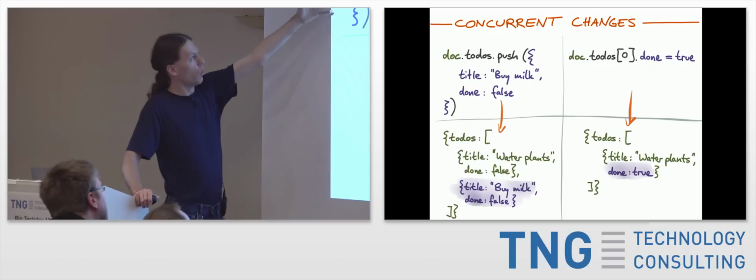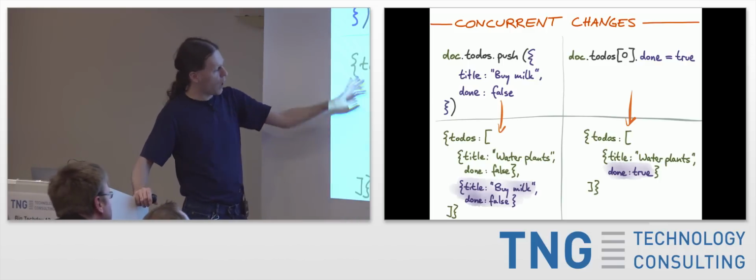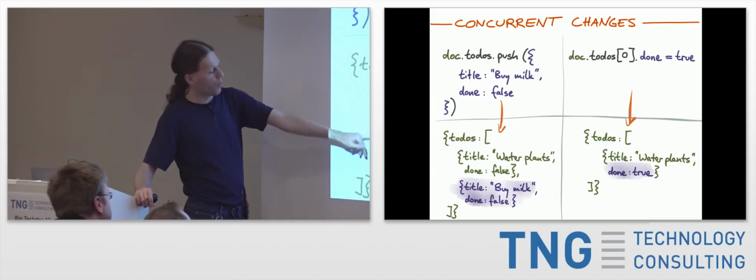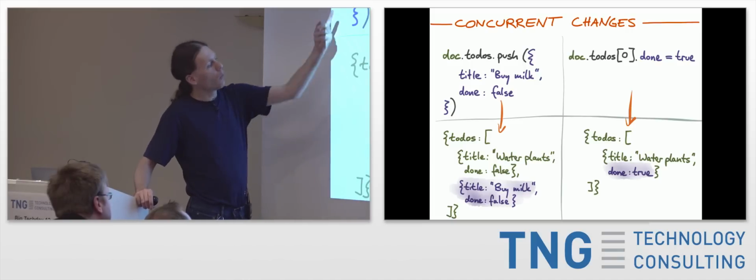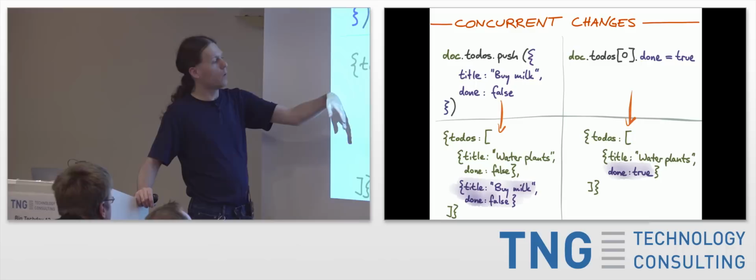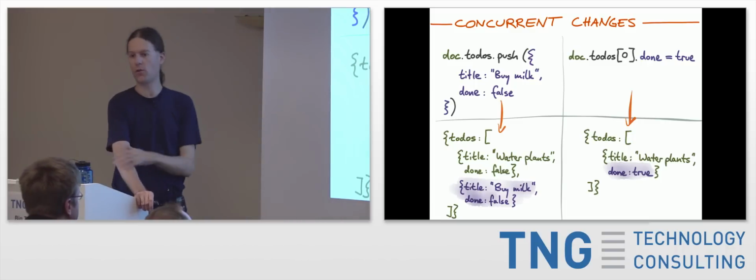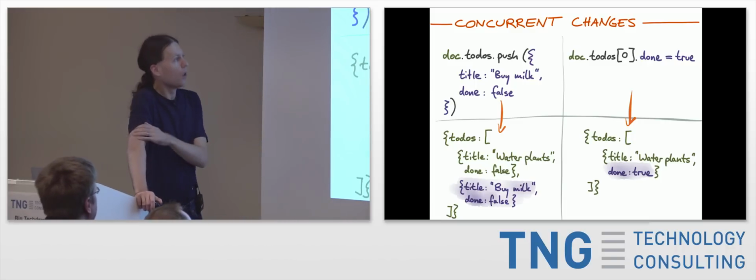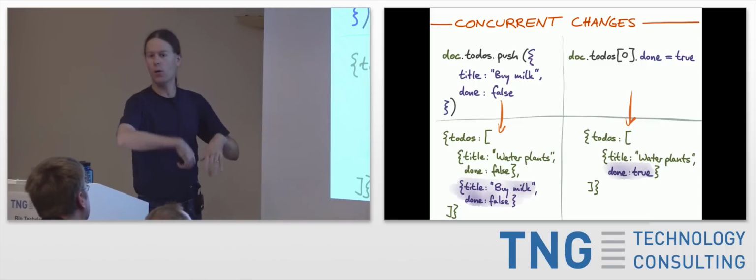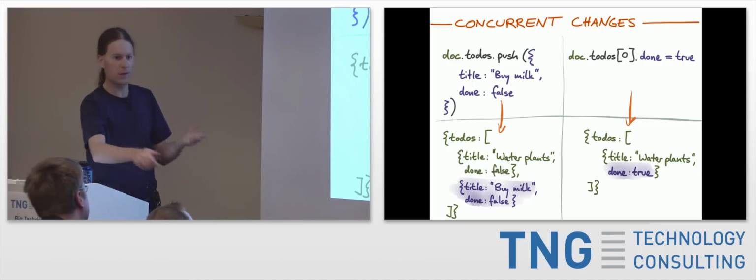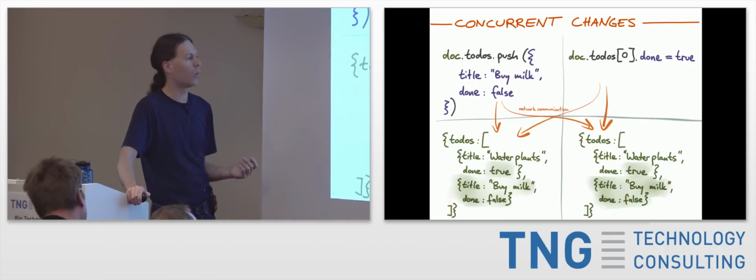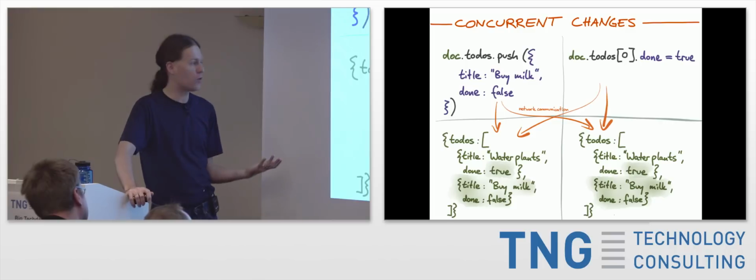On the left-hand side, we push this item to the end of the list. So now my list contains two items with buying milk as the second item. On the right-hand side, there's still only one item in the to-do list, but its done field has been changed from false to true. So this is the local change, and now network communication happens. We send the data via whatever communication channel we have, and we need to merge those changes together.